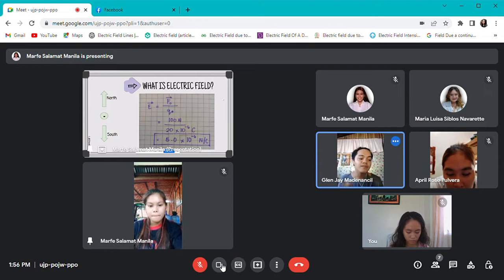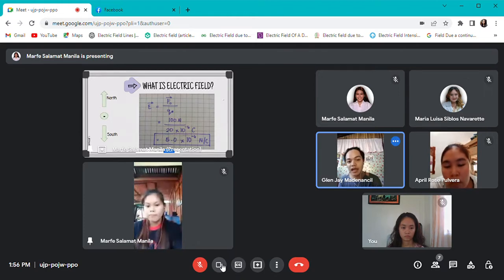But the force of 100 Newton is directed north on a negative 20 point charge. So on a negative 20 point charge, the 100 Newton force is directed north. So I indicated there north. So we are going to find the direction of the electric field in relation to the test charge.